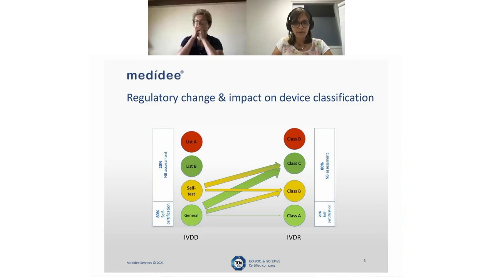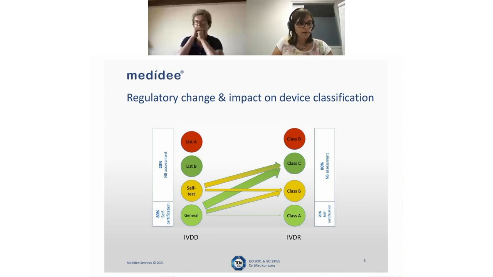Hence, the performance evaluation of the device, as well as the formal reports, will be assessed by notified bodies, and therefore the manufacturers need to really be prepared, have these documents ready to be able to demonstrate performance of the device as per requirements of the IVDR.